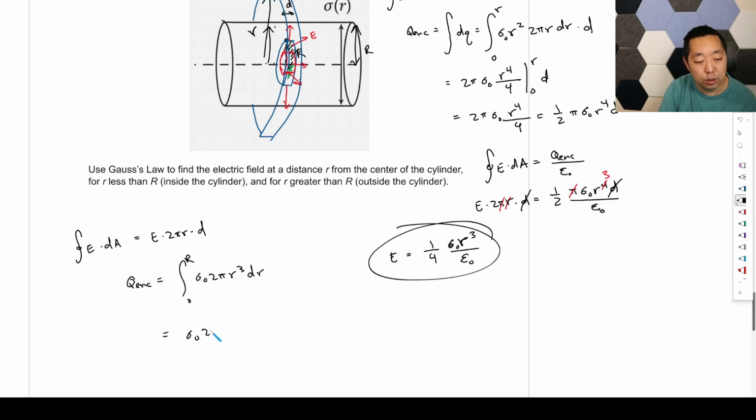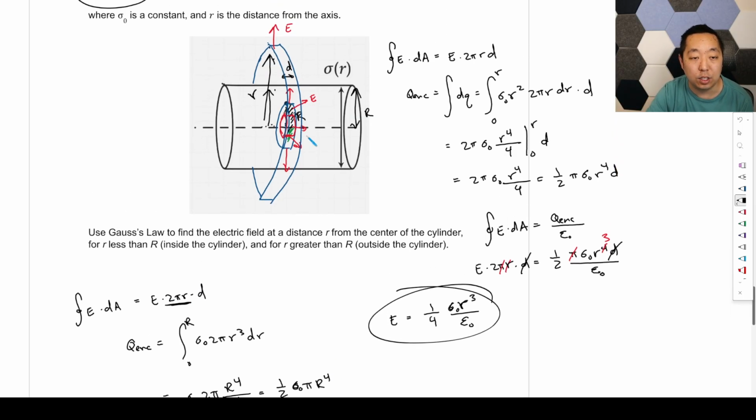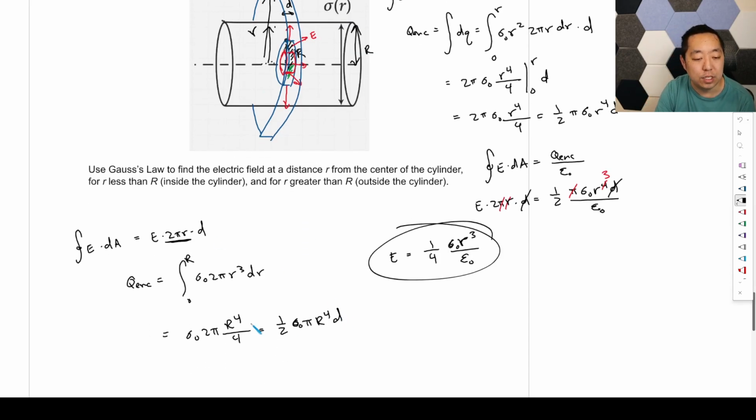Okay, so that's going to go to big R as opposed to little r. So that's going to be sigma naught 2 pi. Again, it's going to be r to the 4th over 4, now with the big R instead of a little r, because the bounds of the integral are only going to stop at the edge of the cylinder. Outside the cylinder there is no more charge, right? So this becomes 1/2 sigma naught pi R to the 4th. But this one is still little r because the circumference of my Gaussian surface shell is still the entire cylinder, right? So then there's a d here. Sorry, I keep forgetting that d.